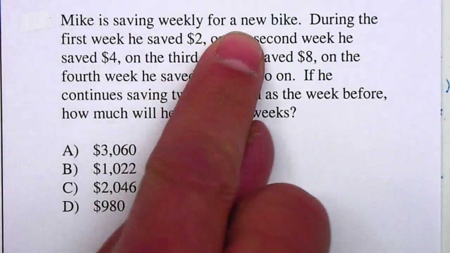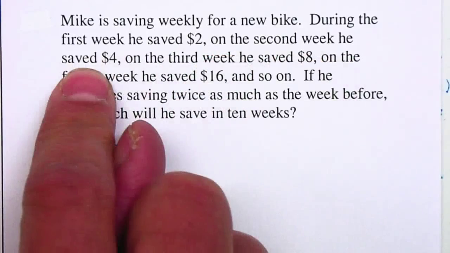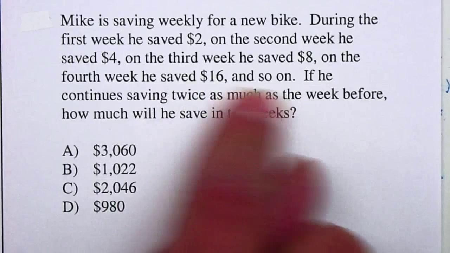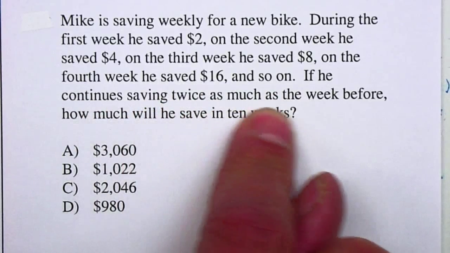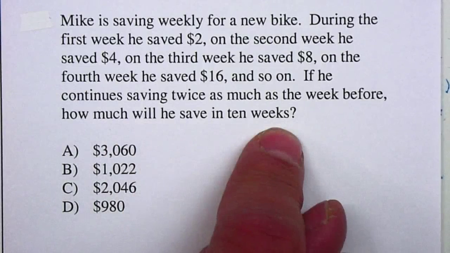Mike is saving weekly for a new bike. During the first week he saved $2. On the second week he saved $4. On the third week he saved $8. On the fourth week he saved $16, and so on. If he continues saving twice as much as the week before, how much will he save in 10 weeks?